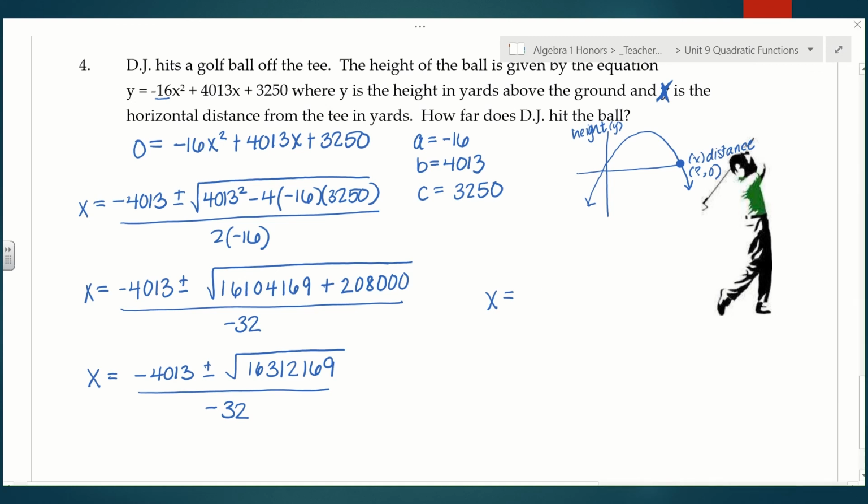If you type it in correctly, the two answers you should get are negative 0.81 and positive 251.62. If you think about this number being the distance that the ball went, we're going to reject the negative. It doesn't make sense that we would have a negative distance. So the one that we want to use is the 251 yards. So how far did he hit the ball? 251.62.